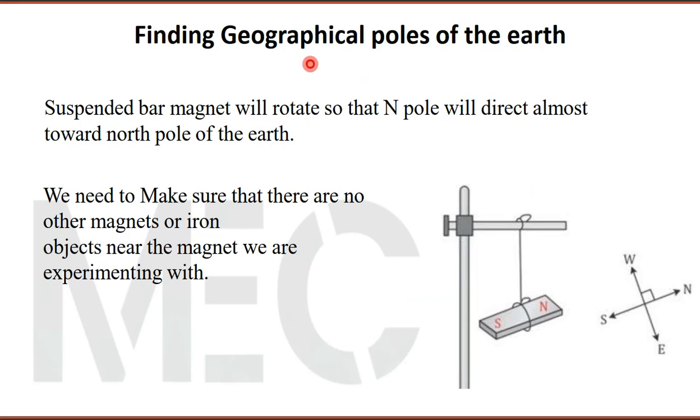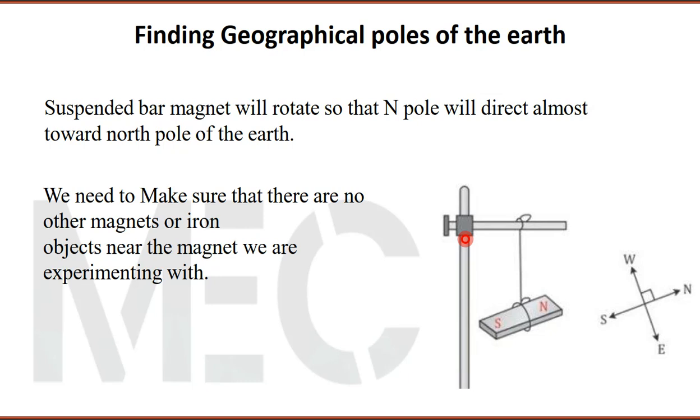Finding the geographical pole of the Earth with an experiment. A suspended bar magnet will rotate so that the N pole will direct almost toward the north pole of the Earth. So we have a bar magnet here. We suspend it from an aluminium or other material other than iron, nickel, or magnetic material. I think they were iron, nickel, or cobalt, something like this.